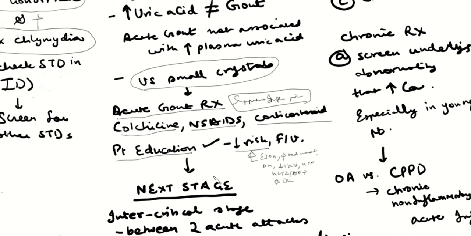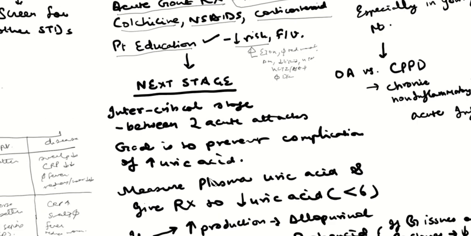We've got to get you back. Why is that? That's really important. What happens is you get a flare. That flare is like a warning sign. And then if you don't treat it, you get the next flare. So the time between the two flares is called intercritical stage.